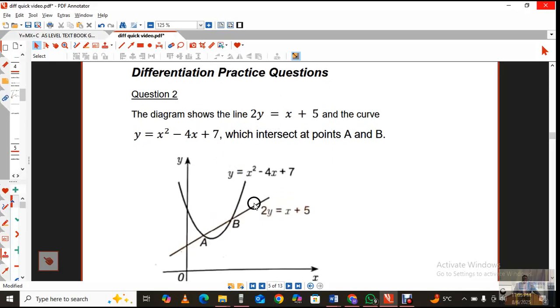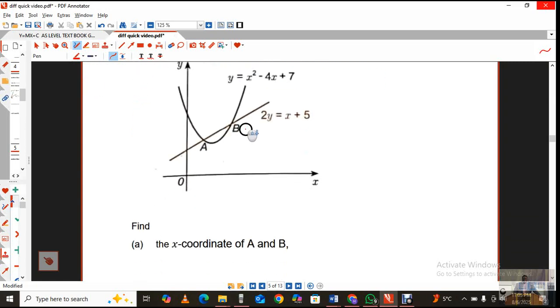But first of all, the first part is you have a diagram. It shows a line, 2y equals x plus 5, that's a straight line, and a curve, x squared minus 4x plus 7. Now, when they intersect, at those points the two functions are exactly equal. So you will be solving them simultaneously in order to find the unknown values. This is ordinary level stuff, so we expect you to be able to solve simultaneous equations where one is quadratic and one is linear.